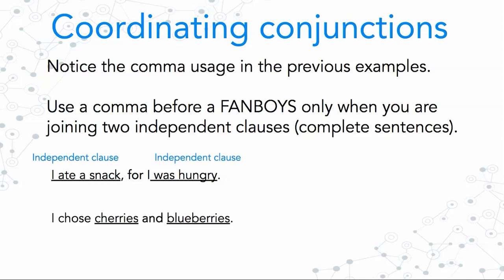In the next sentence, I chose cherries and blueberries. I'm joining a noun and a noun. Both are functioning as direct objects. Because those words cannot stand alone as sentences, I do not use a comma in front of and here.